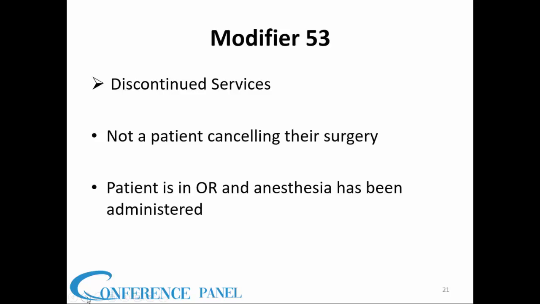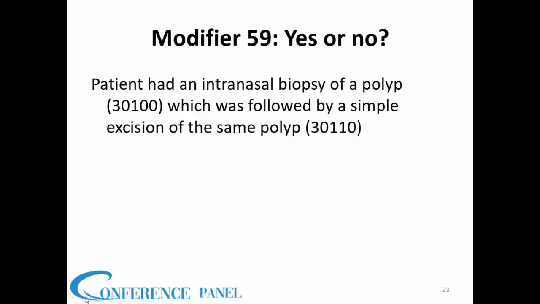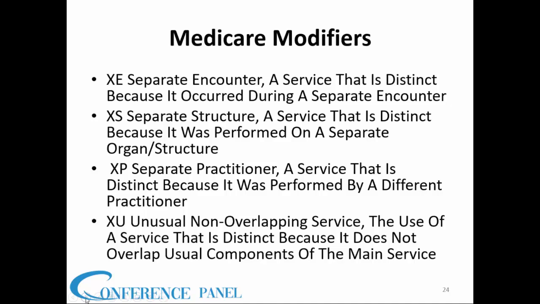Our next controversial modifier is modifier 59. The modifier 59 is used to identify a distinct procedural service. Now, there are some alternative modifiers that were added a few years back by Medicare that we can utilize that better describe than modifier 59, but are to be used instead of 59.